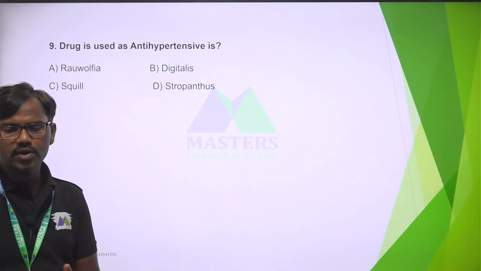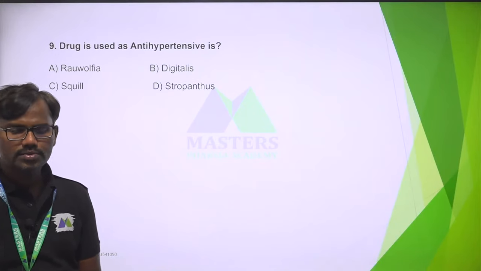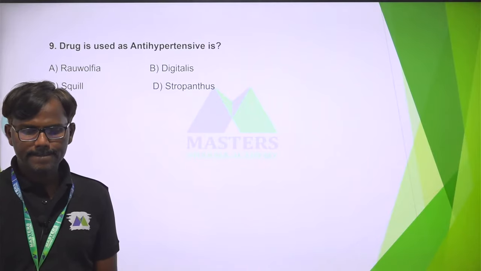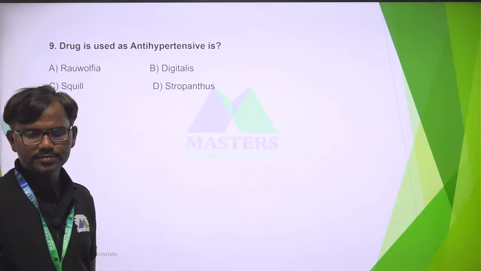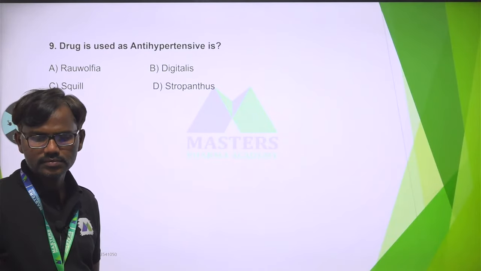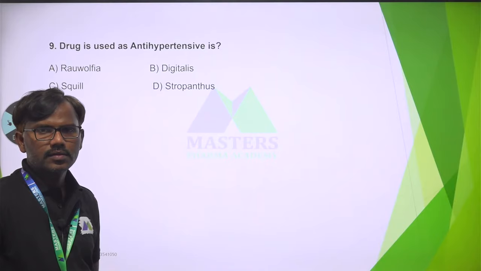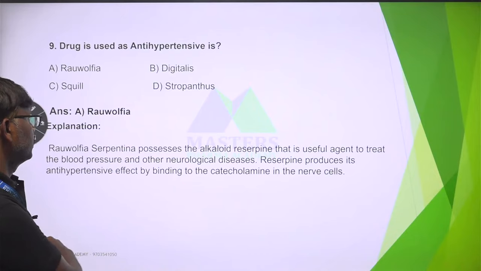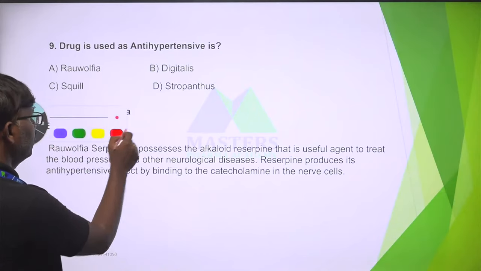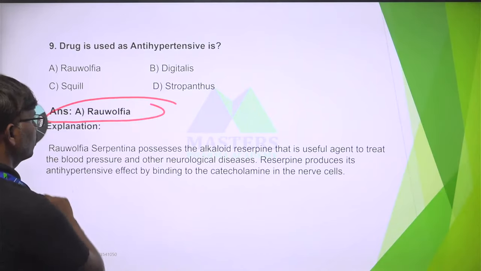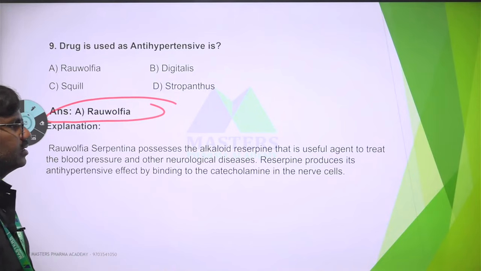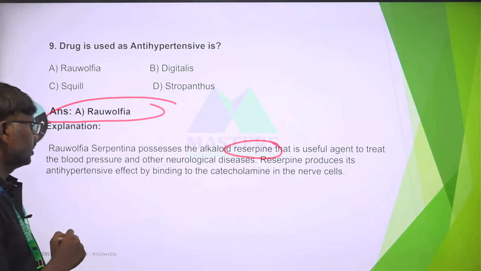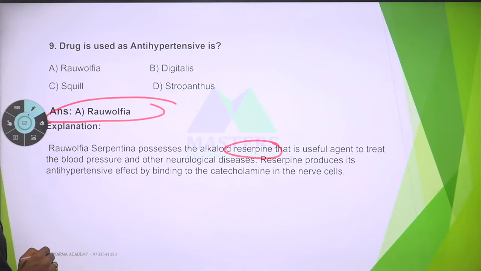What is the biological source of Rauwolfia? Very good. That is Rauwolfia serpentina. The explanation: Rauwolfia serpentina is an alkaloid-containing plant. It contains reserpine. Okay, it is important, reserpine, used to treat blood pressure and other neurological diseases.